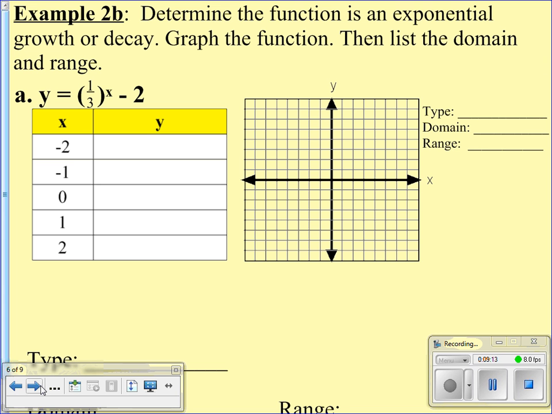Example 2b. Determine if the function is an exponential growth or decay. Graph the function, then we're going to list the domain and range again. This time, looking at the 1/3. 1/3 is a number between 0 and 1, so I know this is going to be a decay. I know I don't have left and right movement, but I do have a movement 2 units down.